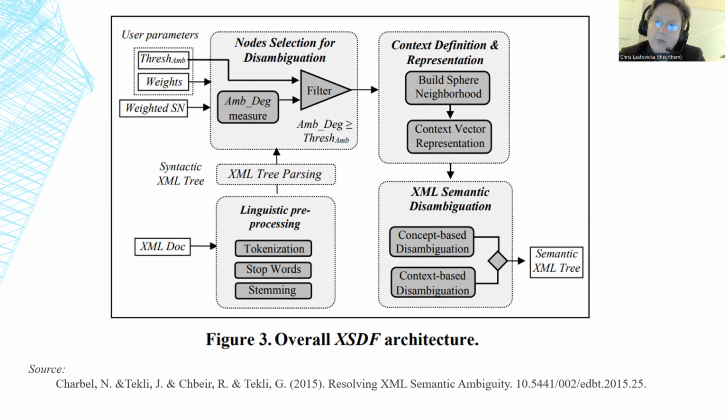Then we get to this fun part, the upper right, the context with the sphere neighborhood, which we'll talk about next, which is pretty cool, and then the context vector representation, which is showing you the weights of these terms. And finally, we get to the semantic disambiguation with the similarity measures to create, finally, a semantic XML tree.